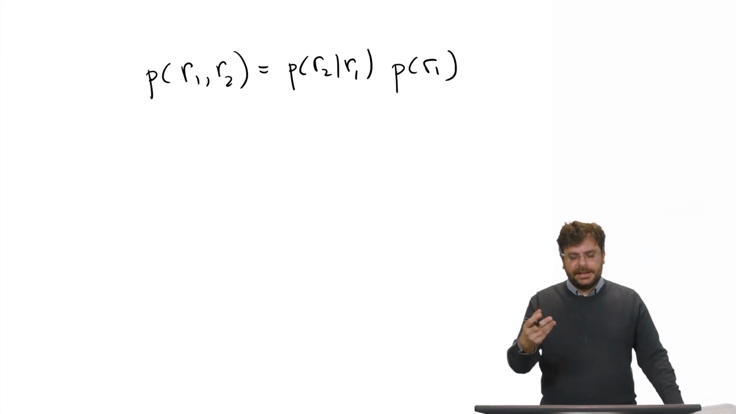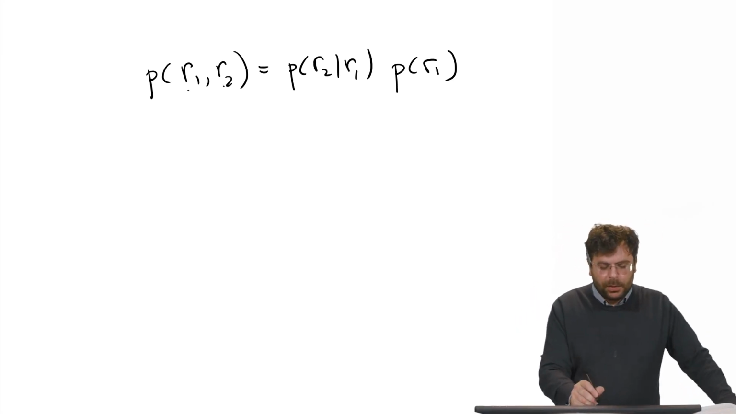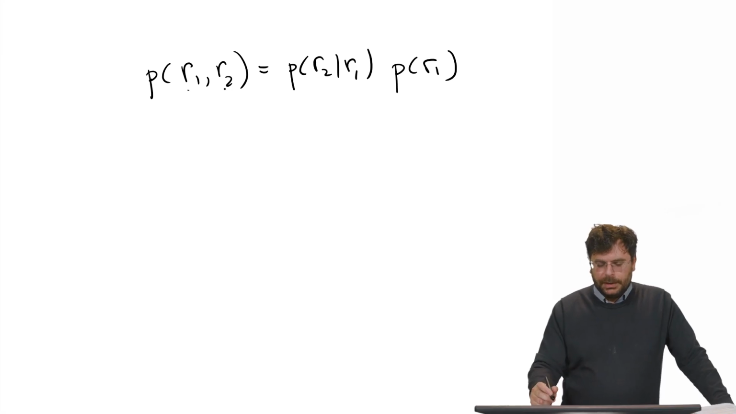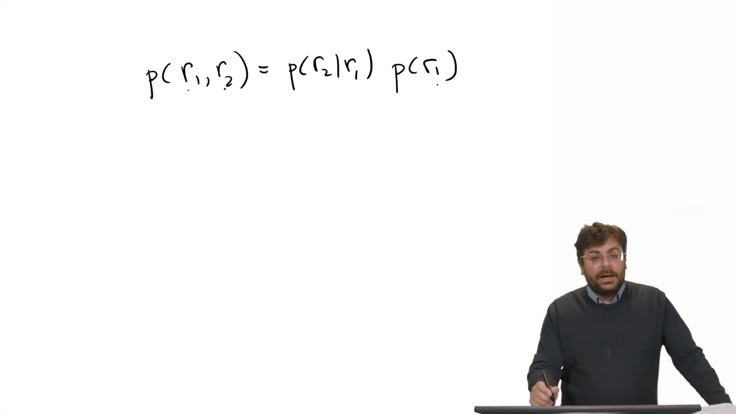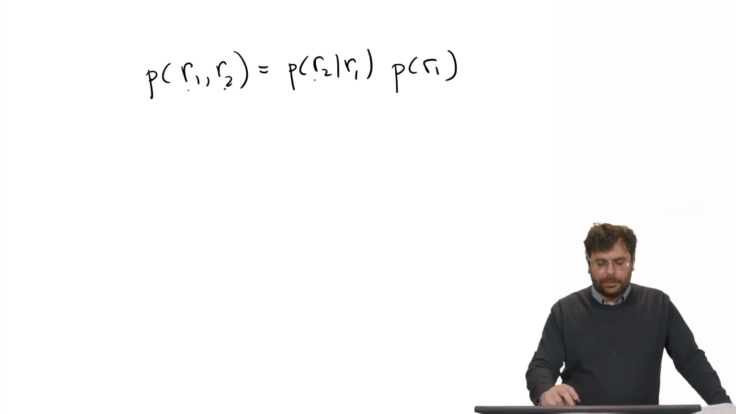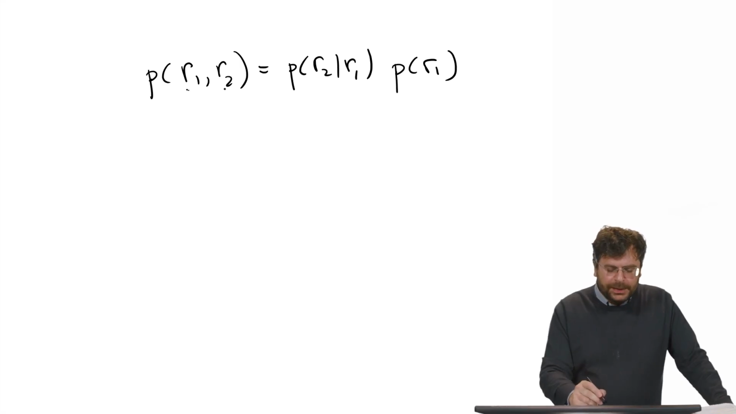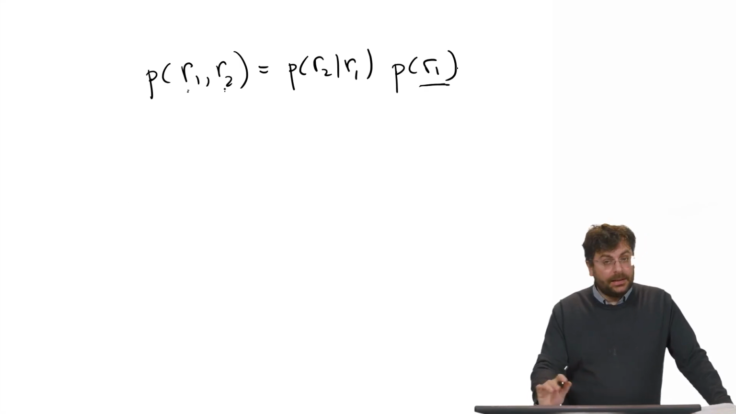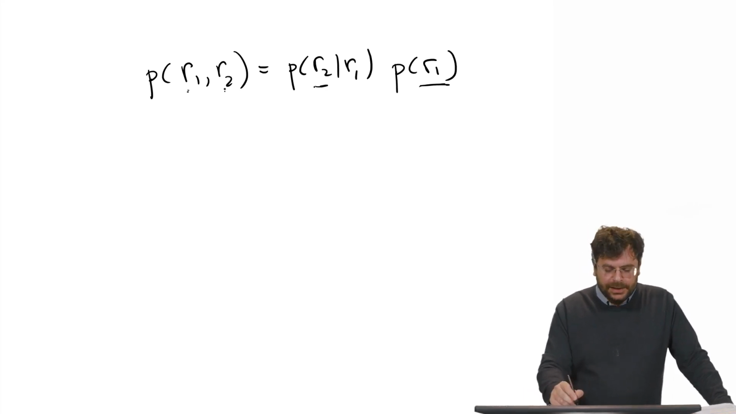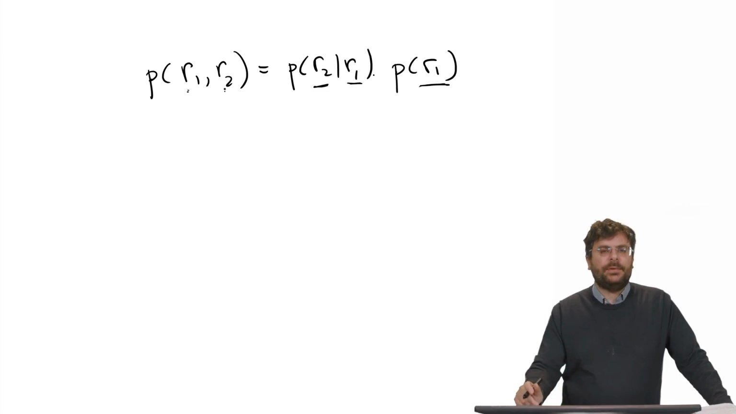The way to understand this statement is that the probability of R1 and R2 is the probability of R1 multiplied by the probability of R2 given R1. Kind of makes sense, right? What is the probability that it rained today and tomorrow? Well, that's the probability that it rained today to start off with, and then the probability that it rained tomorrow given that it rained today.